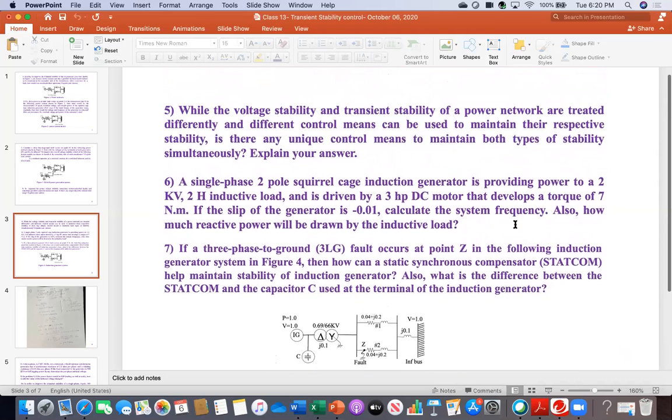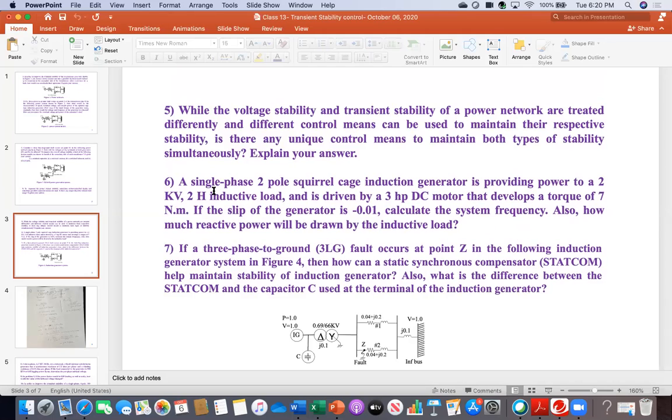Okay, now please everybody, solve number 6. Everybody please take your pen and paper and solve question number 6. This is a numerical problem. We discussed a lot about those things at the beginning of the semester: synchronous generator, induction generator, and then the slip.